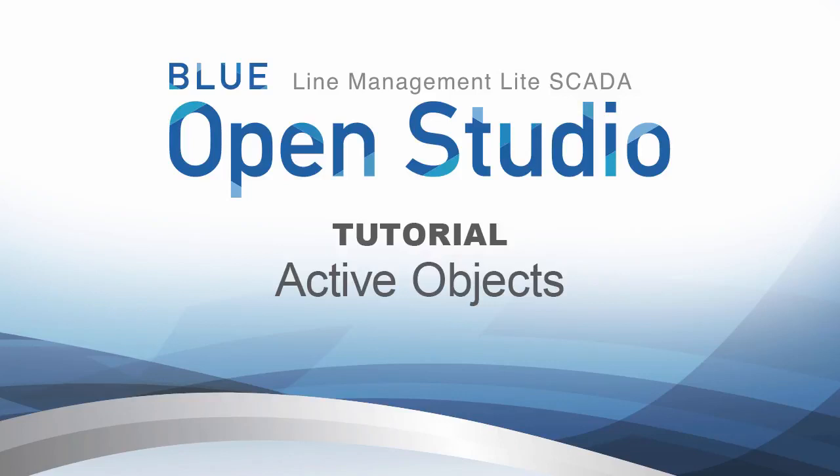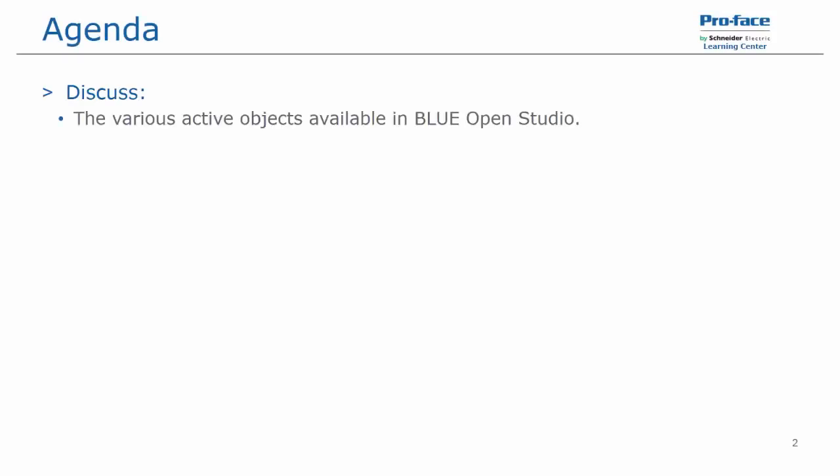The topic of this video will be active objects. In this video, we will be discussing the various active objects available in Blue Open Studio, and we will demonstrate how to configure these active objects on a screen. When configuring screens in Blue Open Studio, there are 9 different active objects that we can use.